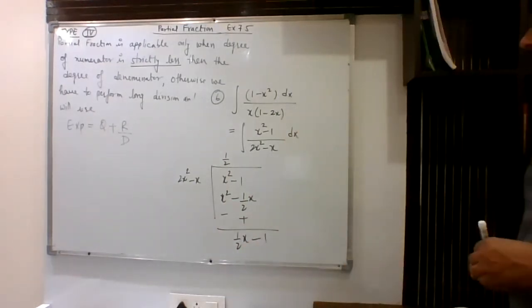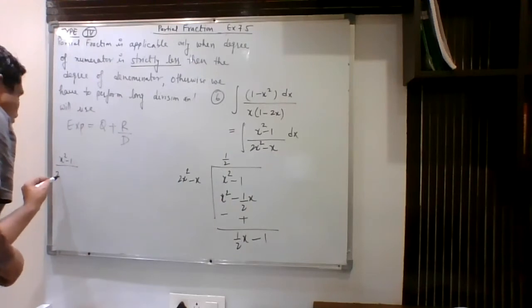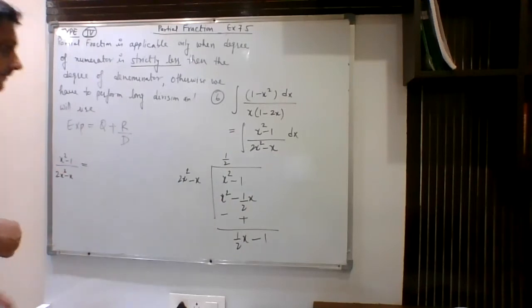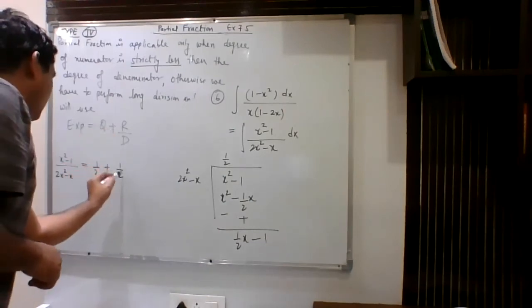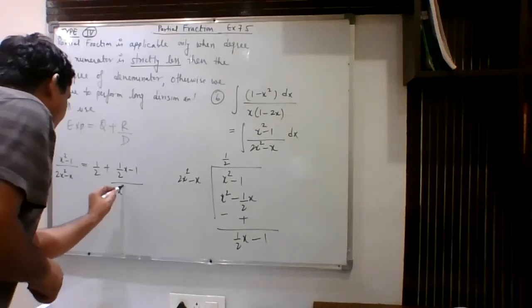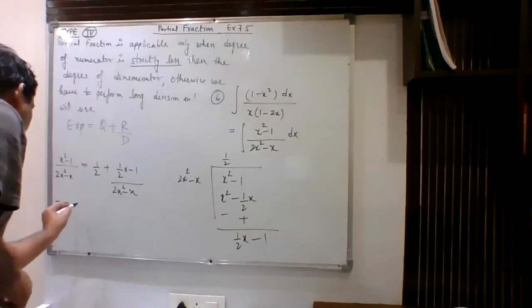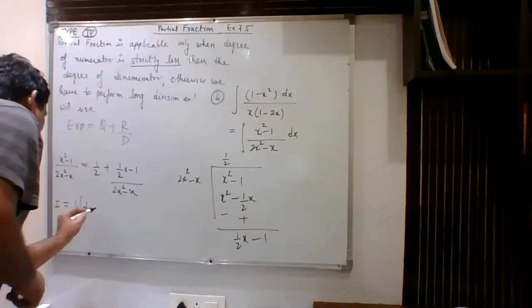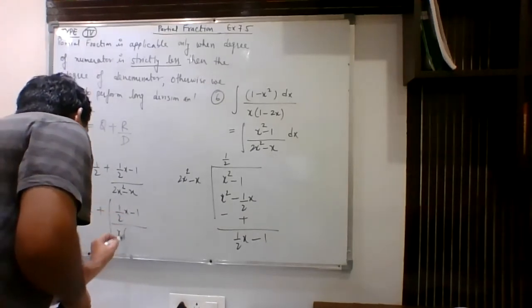So that means x square minus 1 upon 2x square minus x can be written as quotient plus remainder upon divisor. So integration of this expression will be integration of these two individually. Now in order to integrate this one, you can see that we can rewrite it in this form.